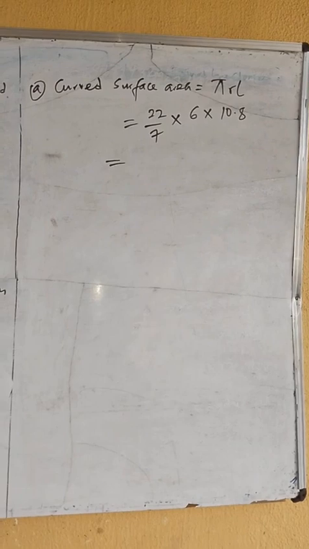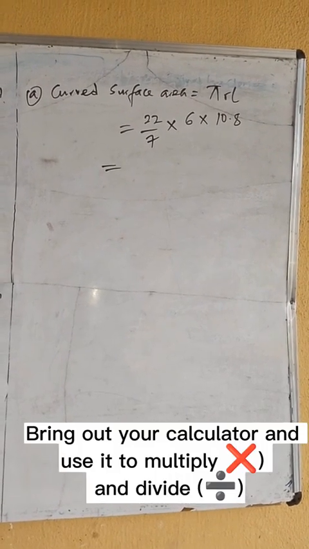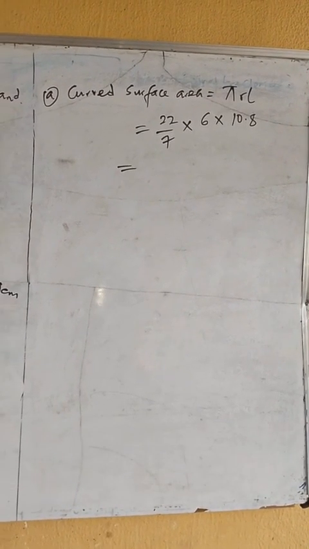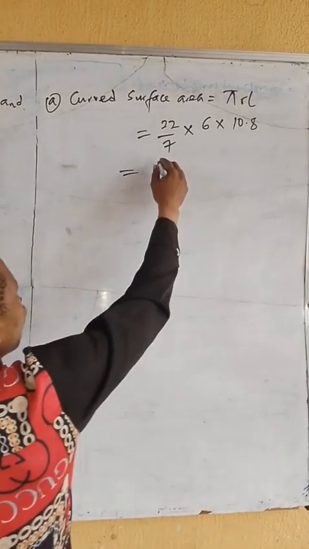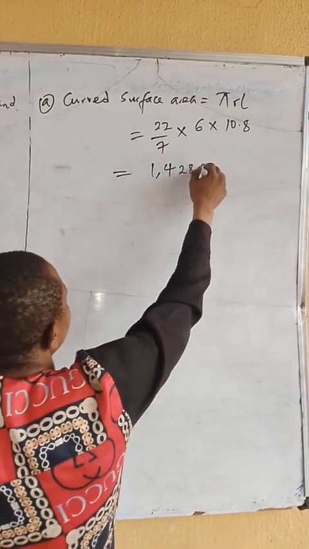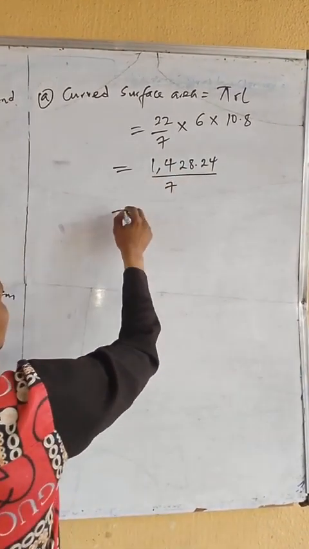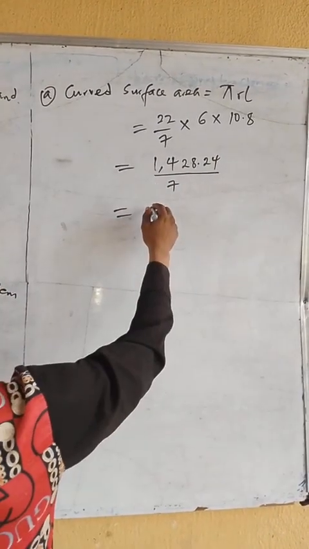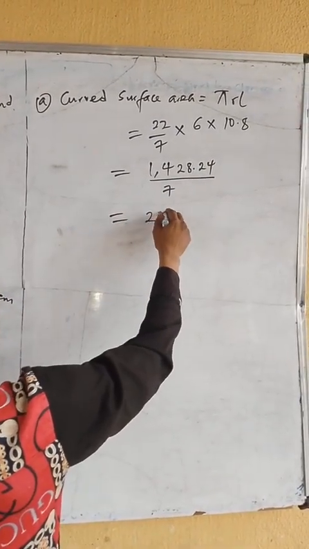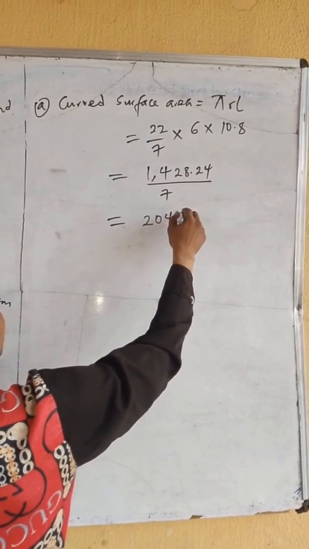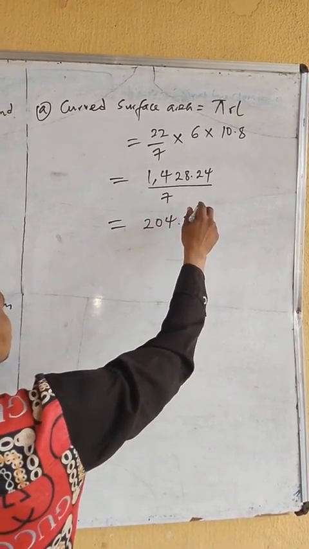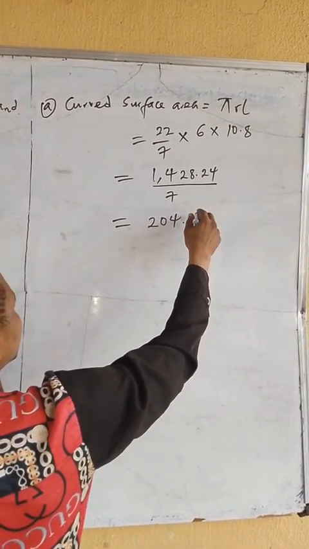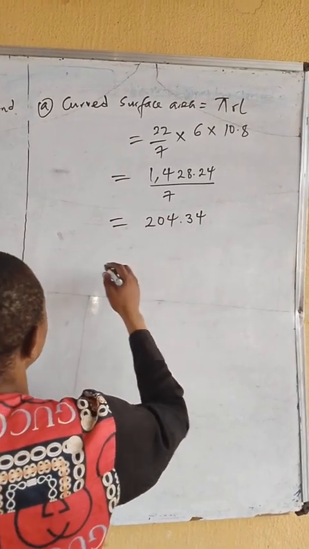And the result will be, bring out your calculator and 1428.24. 1428.24 divided by 7. And by the time we divide, that will be 204.334, like that. So that's the answer.